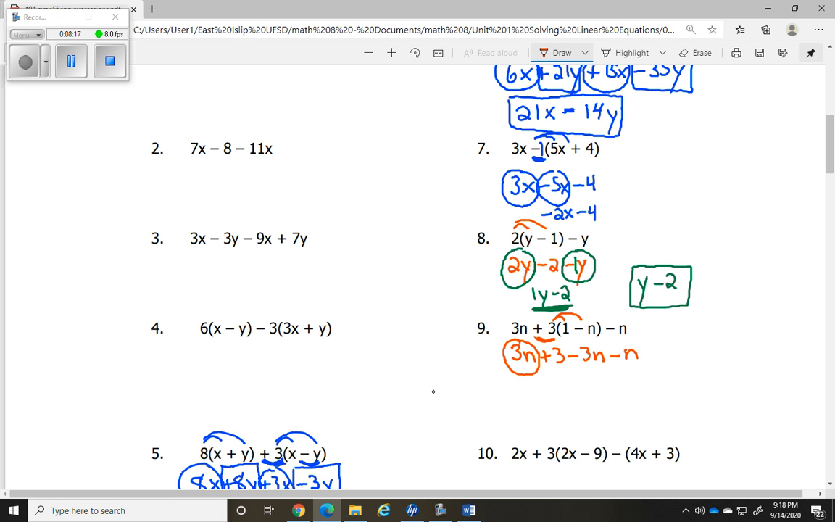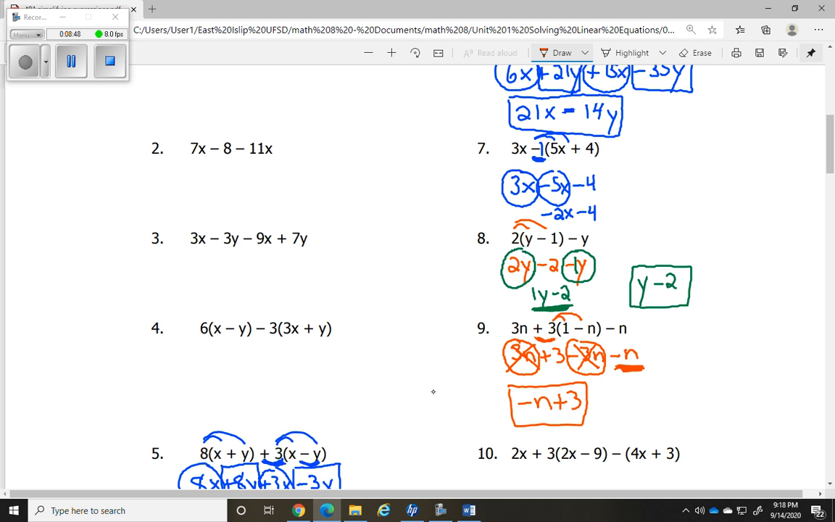3n take away 3n leaves me no n, but then I have this minus n. So if I have 0 n's and I take away another n, I'm still left with this negative n, and the 3 doesn't have anything like it, so I'll write down plus 3. So some people mess up that combining. The positive 3 and negative 3, positive 3n and negative 3n make it like a 0, but then I have to take away another n.